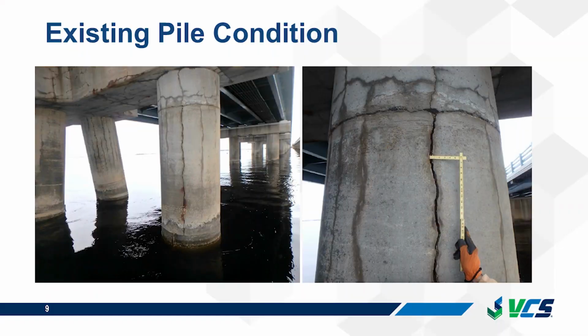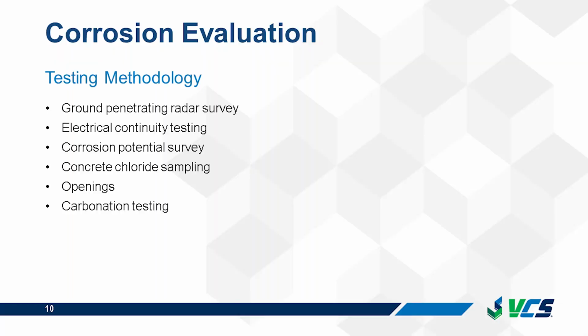So a routine inspection identified the presence of widespread cracking in the piles. The crack widths ranged from hairline cracks all the way up to 1/2 inch wide cracks. So after this was identified, New Jersey DOT reached out to WSP to perform an evaluation of the piles, and WSP reached out to VCS to assist them in evaluation of the extent of corrosion and providing a corrosion mitigation solution.